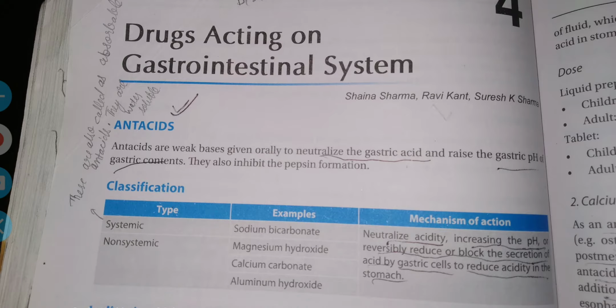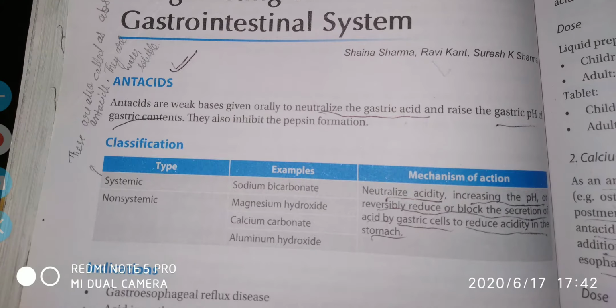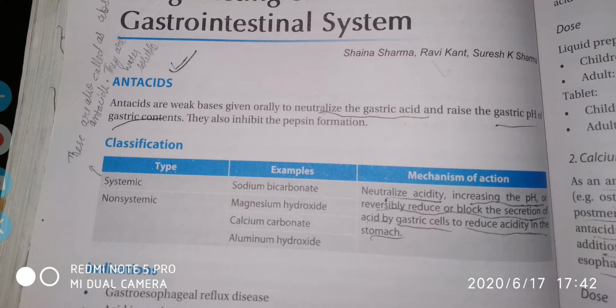Antacids are weak bases which are given orally to neutralize the gastric acid and raise the acidic gastric pH of the gastric content. Why are they given? They are weak bases and they are given orally only to neutralize the gastric acid and raise the gastric pH of the gastric content, and they also inhibit pepsin formation.